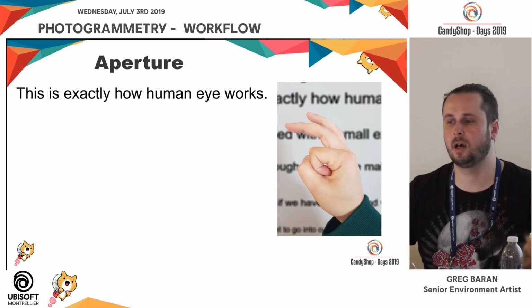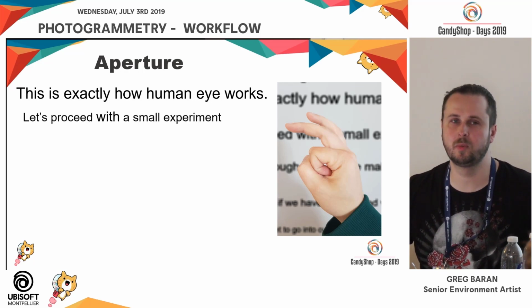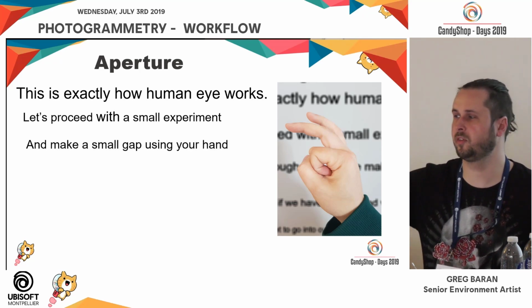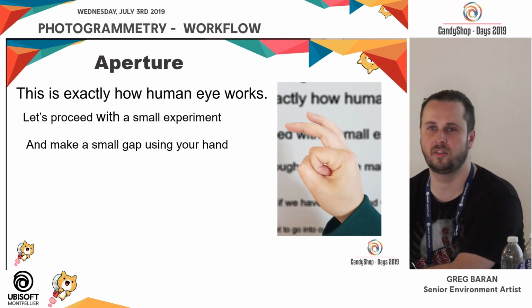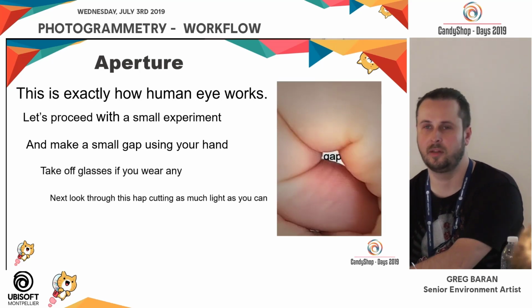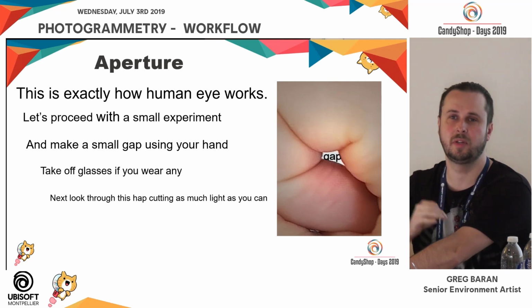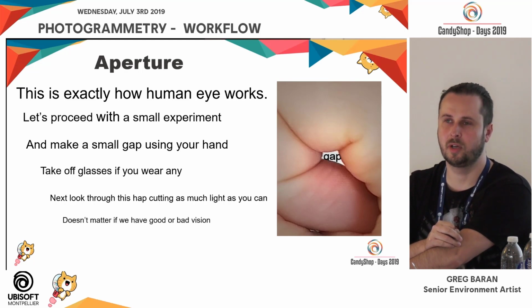And this is exactly how the human eye works, and I need your help again. So let's proceed with a small experiment and make a small gap with your hands, something like this one. And you can take your glasses off and look through this gap and put it next to your eye to limit the amount of light which can access your eye, and try to read the text and try to make that gap super small.